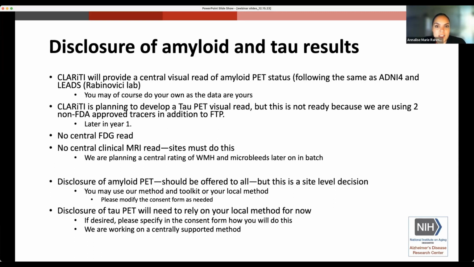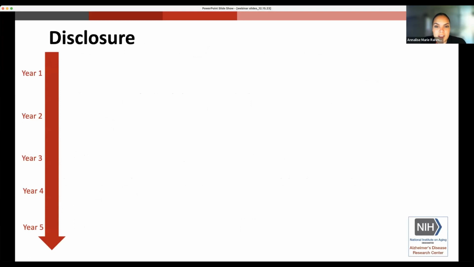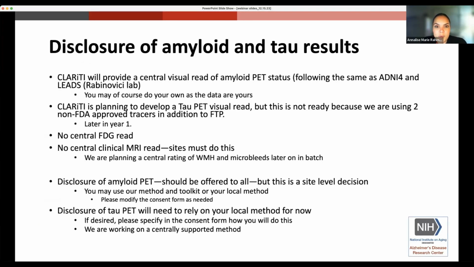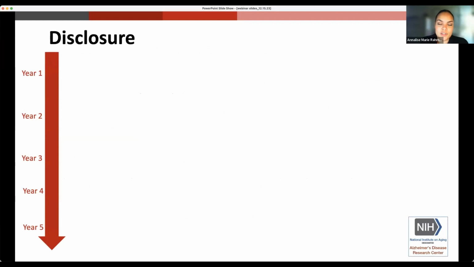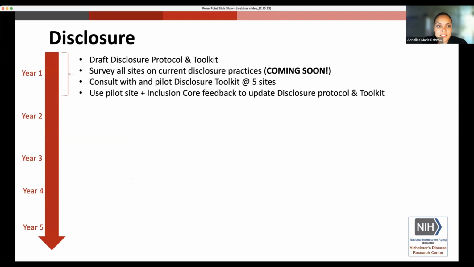We are also working on a centralized tau disclosure method and set of protocols as well. I wanted to just very briefly map out year by year what we're doing as a disclosure consultation team. So that team includes myself, Lindsay Clark, and Nate Chin from Wisconsin. We're also joined by Brad Dickerson and by Neelam Agarwal, who are both providing excellent mentorship around this. So in terms of year one activities and what we're doing now, we have been drafting over the course of the past several months a disclosure protocol and toolkit.